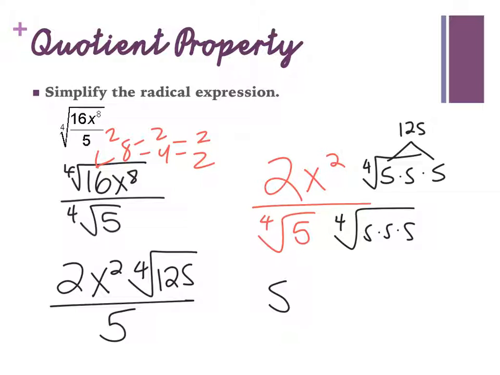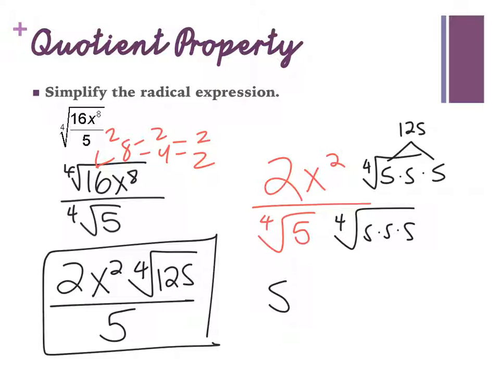But on the top, I do. I have to figure out what 5 times 5 times 5 is, which is 125. And then I can't break it apart again, because it's not going to simplify. So you might as well just leave it the way that it is. Questions on that one?